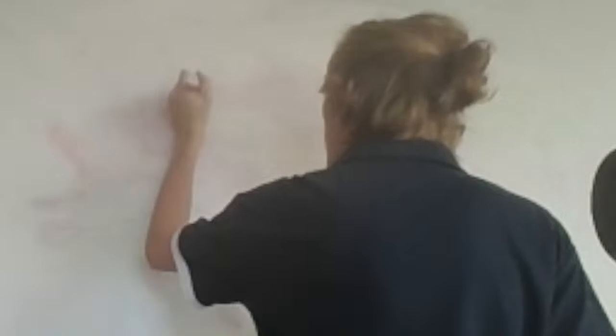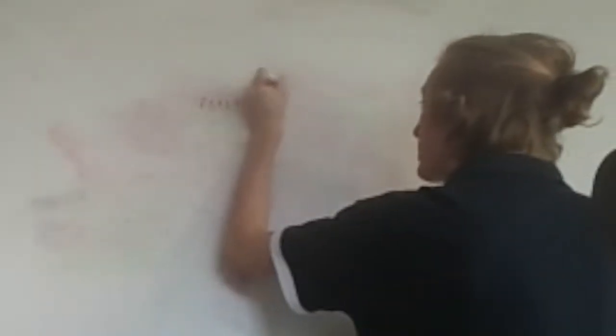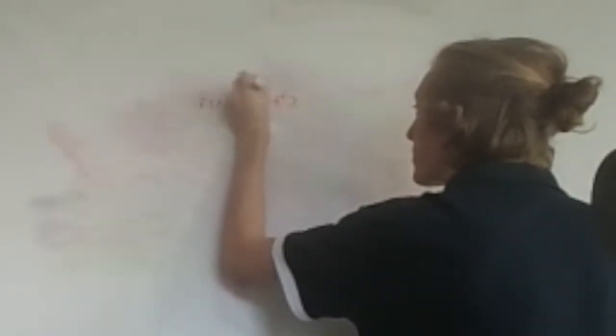Sketch the curve r of t. R of t is going to be equal to t comma t cubed. So this is the first section in our vectors math. We just need to sketch this vector function. That's what this thing is called, vector functions.